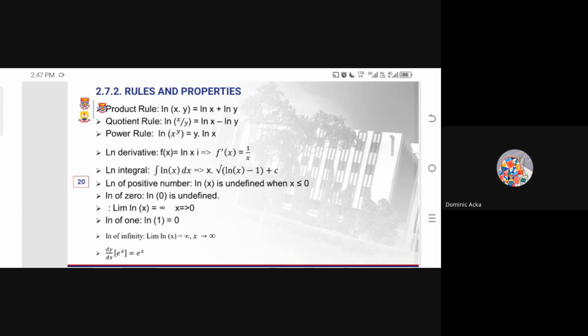And the limit of ln x as x approaches 1 is going to be 0. And when you find the derivative of e to the power x, it is still going to be e to the power x. So these are the rules and properties of the natural log and the exponential function. Any question?